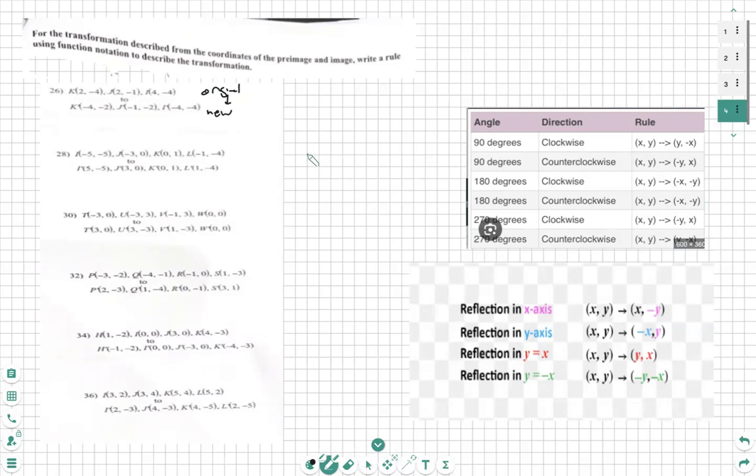What we are asking is what is happening here? Is there a reflection? Is there a rotation? These are rotations. So the first thing I do is write a rule for what's happening. X, Y changes. And how does it change? Well, the first thing I see is that X and Y completely flip.